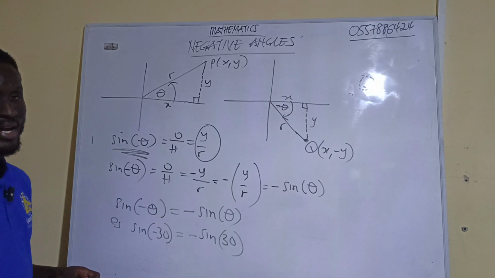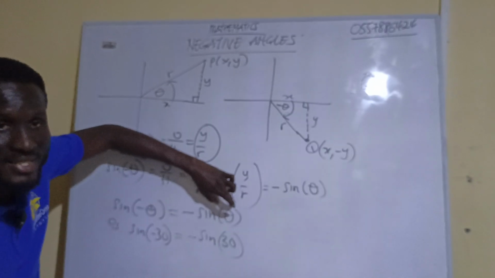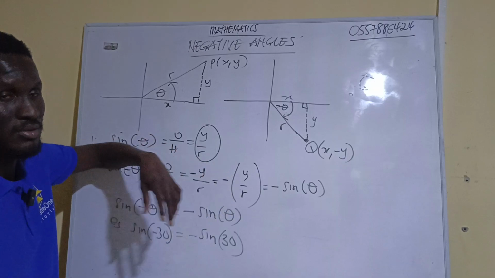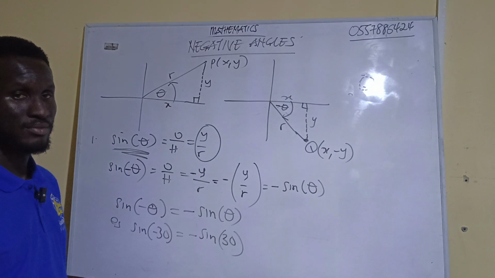So keep this one in mind. Anytime you have sine of a negative angle, it is the same as negative of what? Sine of a positive angle. So that is how we can change a negative angle for sine into a positive angle.